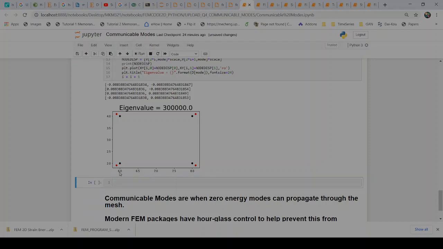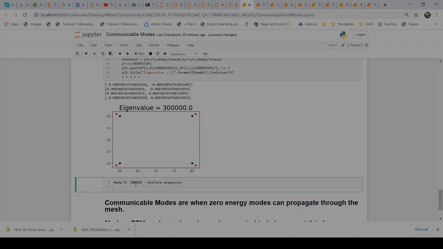Okay, so let me just open up a place where I can just write. So I'm going to say mode 0. I see here the value for the eigenvalue is associated with 300,000, yeah? 1800,000, and then when you interpret it, it's uniform expansion. Okay. So that's really just to make sure that we can keep track of that.